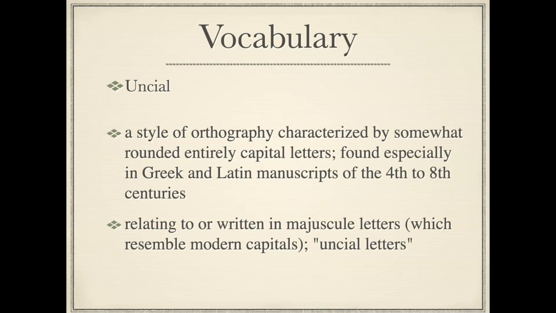Uncial is a type of majuscule script written entirely again in capital letters, commonly used from the 3rd to the 8th centuries, and it was used by both Latin and Greek scribes. We have to remember that these things had a lifespan, and so as they would start to erode or decompose in any way, they would have to be rewritten.